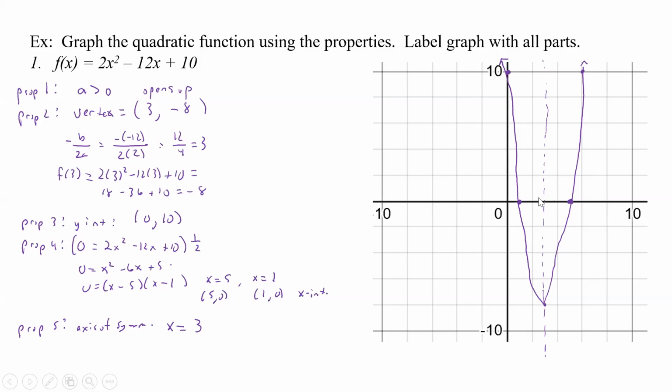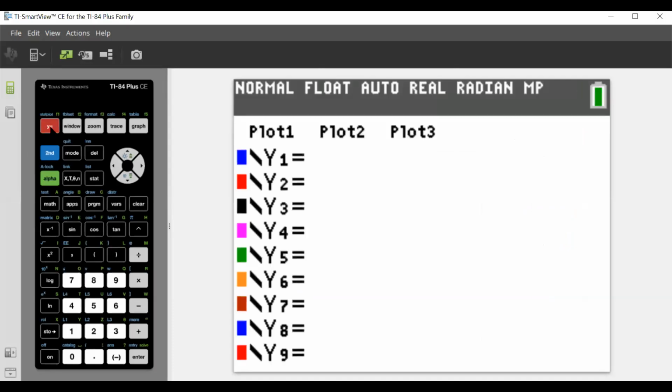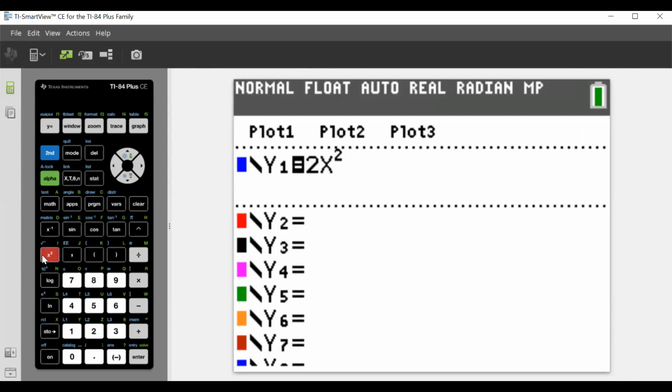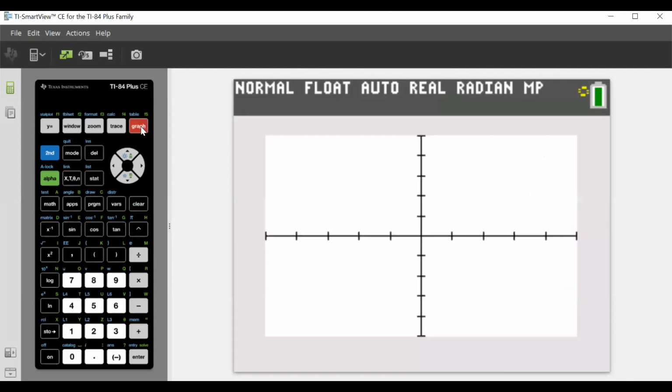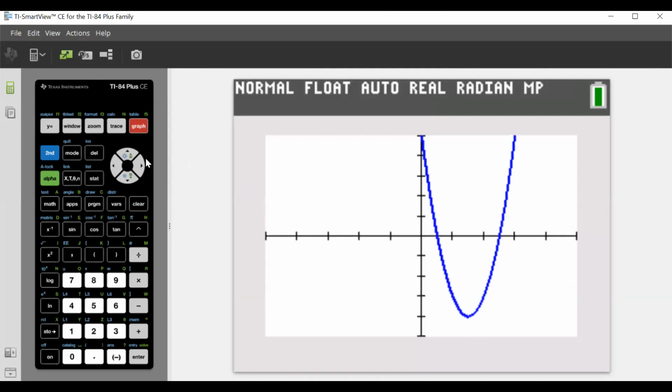Okay. Now we could always check if we needed to. We could draw on here on our calculator. So we'd say y equals, and then that was 2x squared minus 12x plus 10, and we graph that. And this looks to be about right.